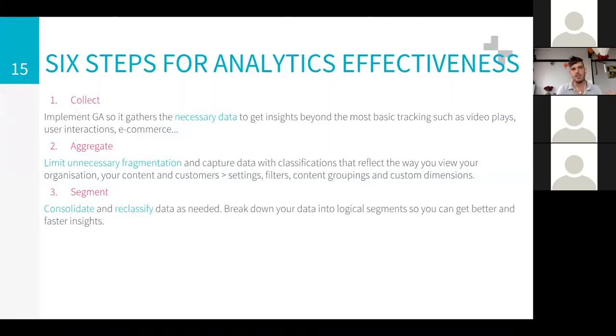This is the 6 steps for effectiveness. So the first is the collection. So it's kind of what we covered with the measurement plan. Make sure that in GA, you gather all the data that you need to cover your measurements. Because if you can't measure, well, you can't improve. So make sure you have the basic tracking working, but also some events or more in-depth insights on what people are doing on your site.